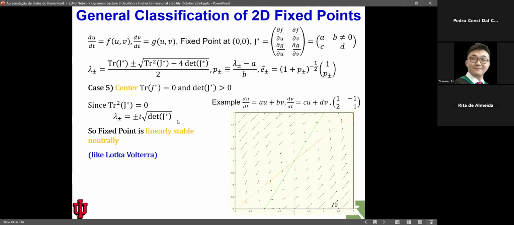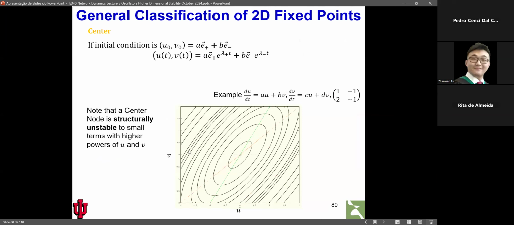And what's going to happen is that you are going to have stable oscillations around here, because you are not going to increase or decrease the size of the initial perturbation. So it's linearly neutrally stable, like Lotka-Volterra. And here you have these circles or ellipses around this marginally stable fixed point. At the center, it is structurally unstable to small terms with higher powers of U and V.